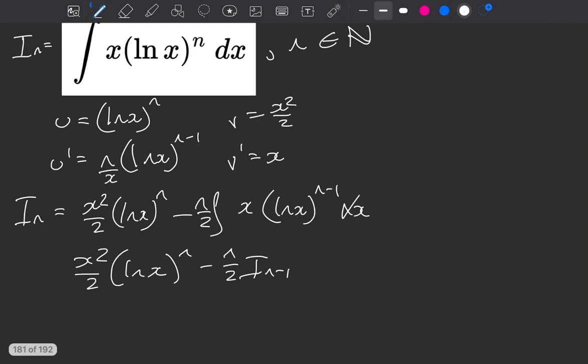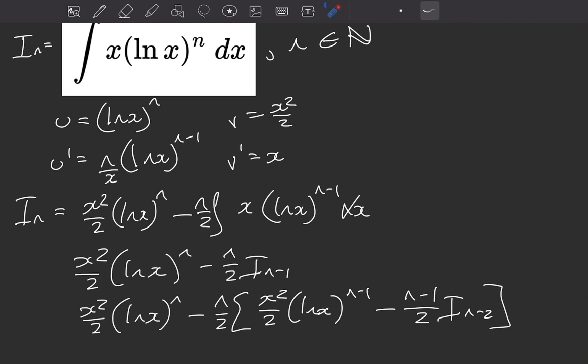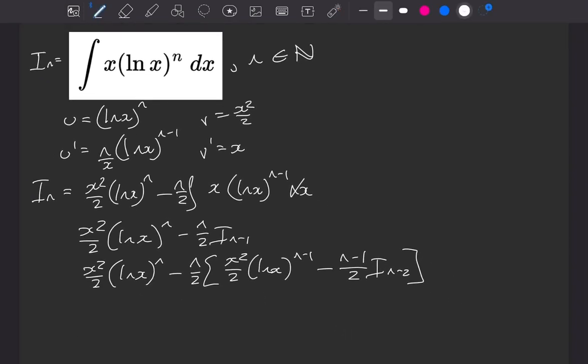So what we're going to have, we still have this same term, x squared on 2, natural log of x to the power of n, minus n over 2 lots of that same term again, x squared on 2, multiplied by the natural log of x, but now raised to the power of n minus 1, and take away n minus 1 over 2 of I n minus 2. So this is going to keep repeating itself. We'll just expand these brackets and see if we can see any patterns appearing.